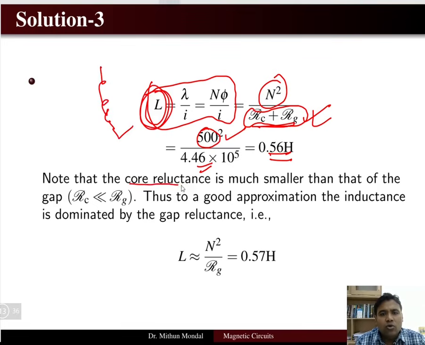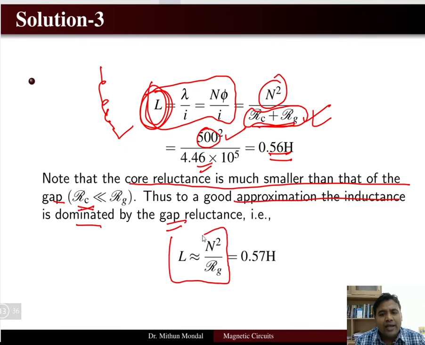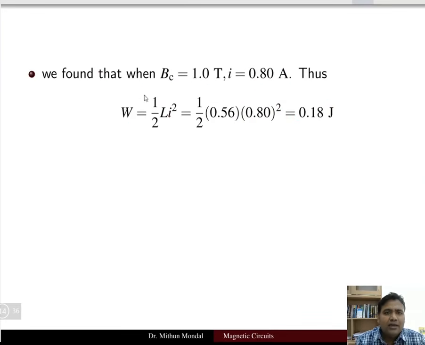Now note that the core reluctance is much smaller than that of the gap, because the gap is very small, so the reluctance will be very small. Thus a good approximation is that the inductance is dominated by the gap reluctance. So L is then equal to N square by the reluctance of the gap. We are not taking the core into account, and you will get the inductance to be 0.57 Henry. And the magnetic flux density is given as 1 Tesla for a current of 0.80 ampere.